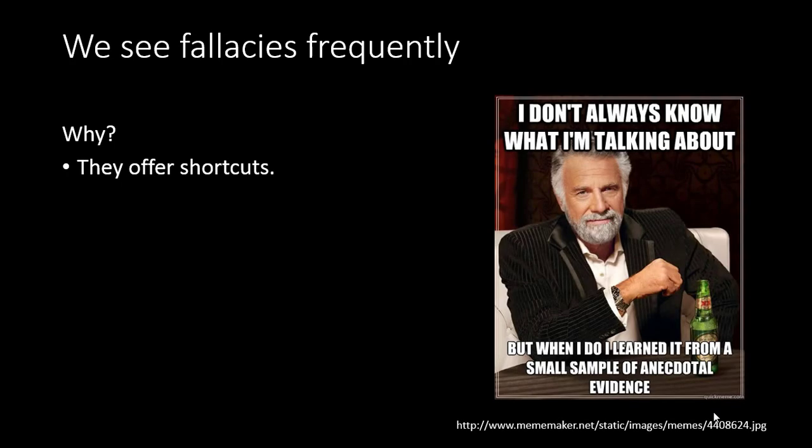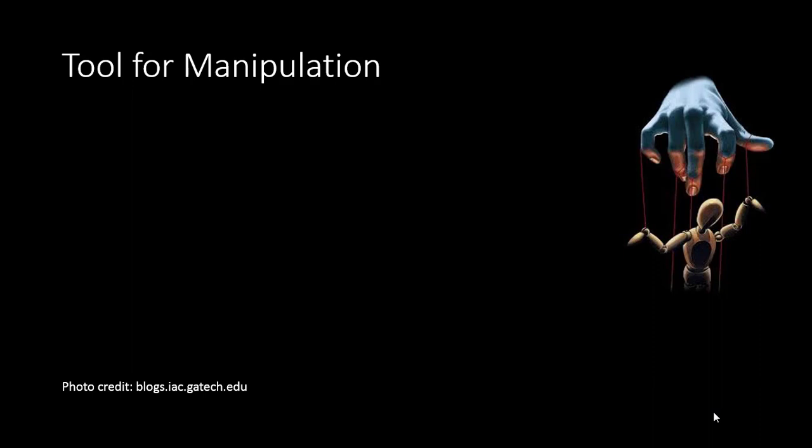A fallacy is an argument whose premises fail to support the conclusion. Okay, and we see fallacies frequently. Why? They offer shortcuts. I love this meme. I don't always know what I'm talking about, but when I do, I learned it from a small sample of anecdotal evidence. The other reason for which we see fallacies a lot is because they're a tool for manipulation.